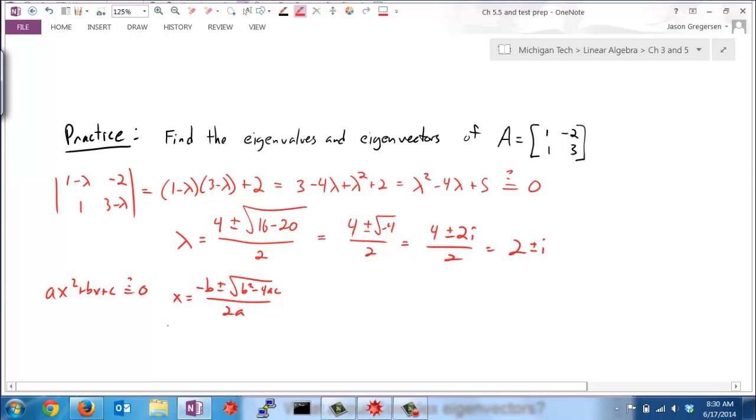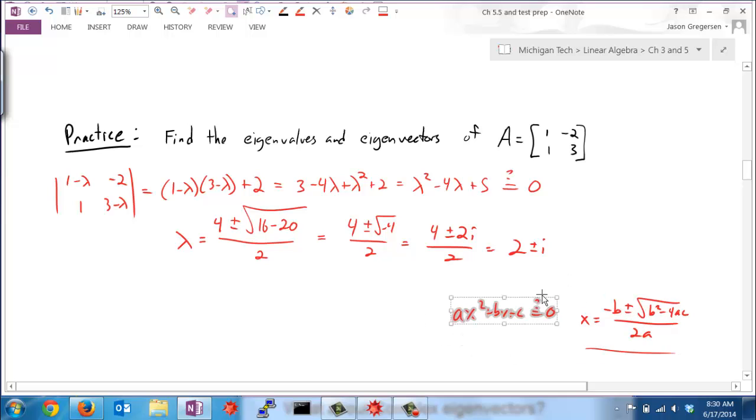I would just write that one down as the quadratic formula, where a is 1 and c is 2. You're welcome to practice that one. It's kind of up to you. It's not in the course so much.